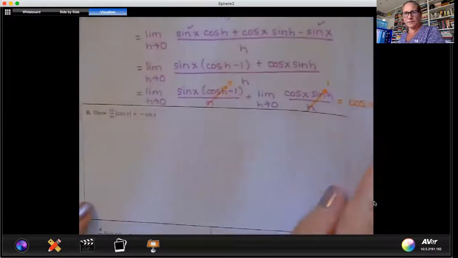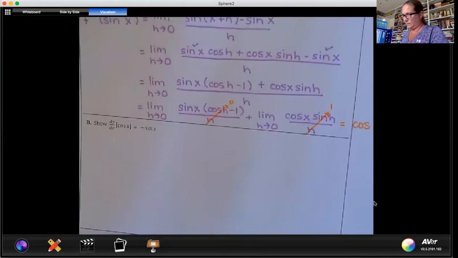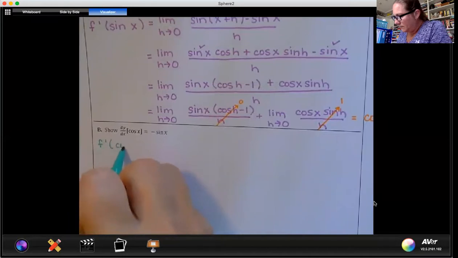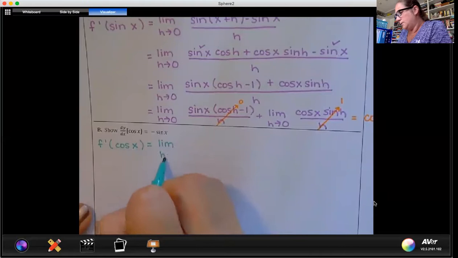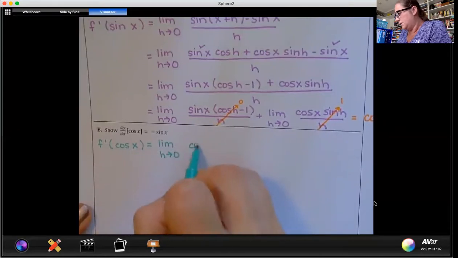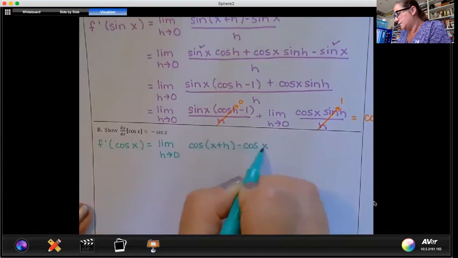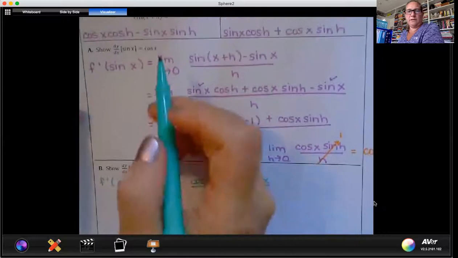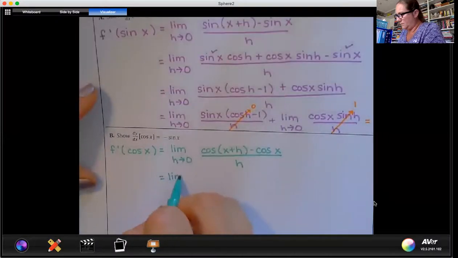I'm going to go through this one just a little bit quicker than we did the last one. So f prime of cosine of x equals the limit as h approaches 0 of cosine of x plus h minus cosine of x over h. Substitute your value from the top, cosine of x plus h. Don't forget your limit notation out front.